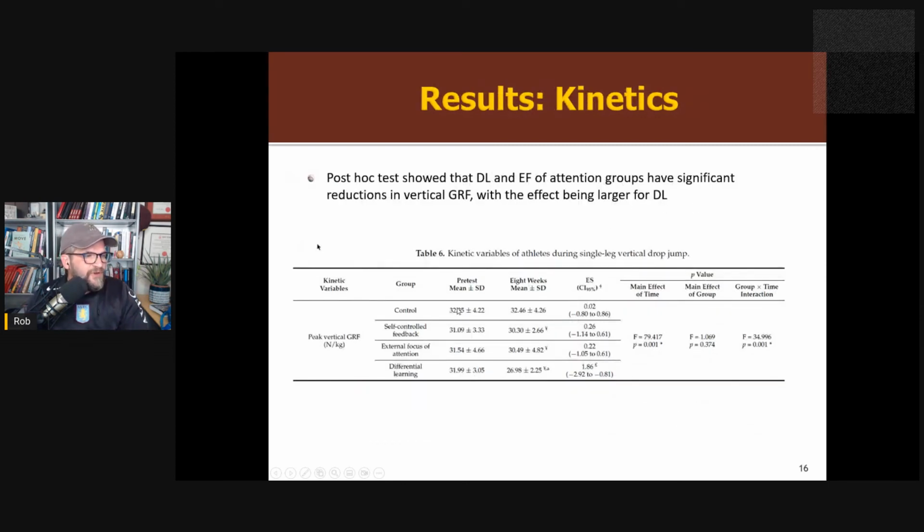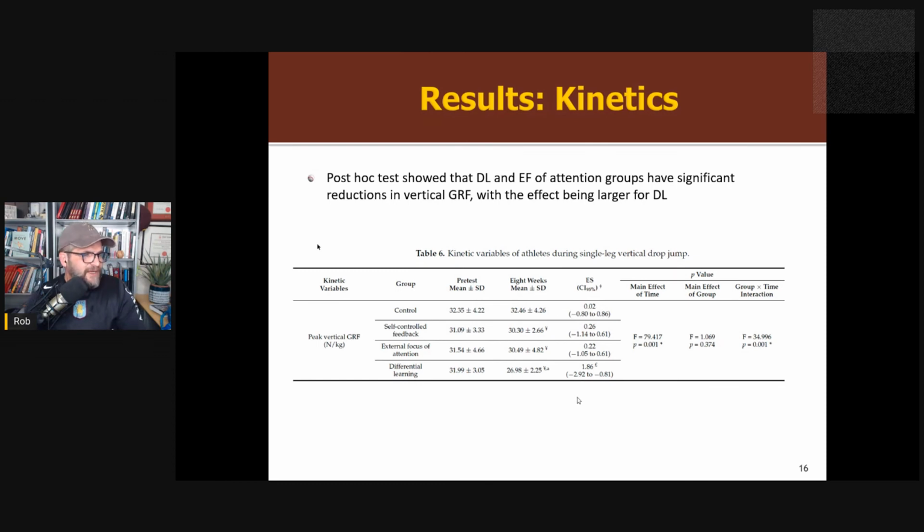So control group 32 to 32, no change. Vertical reaction force, the peak. Self-control feedback 30 to 31, 31 to 30, no significant change. External focus 31 to 30. In this case, that was not a significant change, okay? Whereas the differential learning went from 32 to 26, right? So seeing a significant change, right? So again, well, I think the external focus was just significant, right? So we are seeing some benefits of this going on, right?